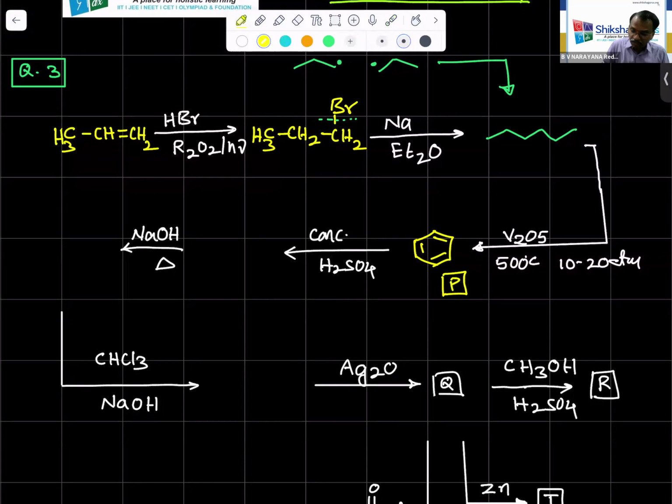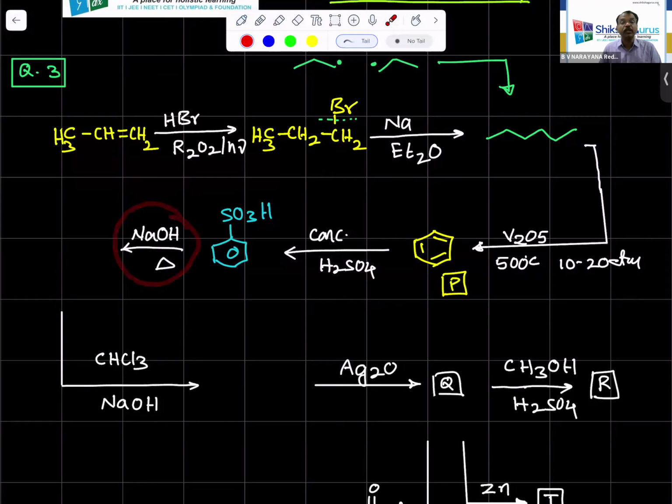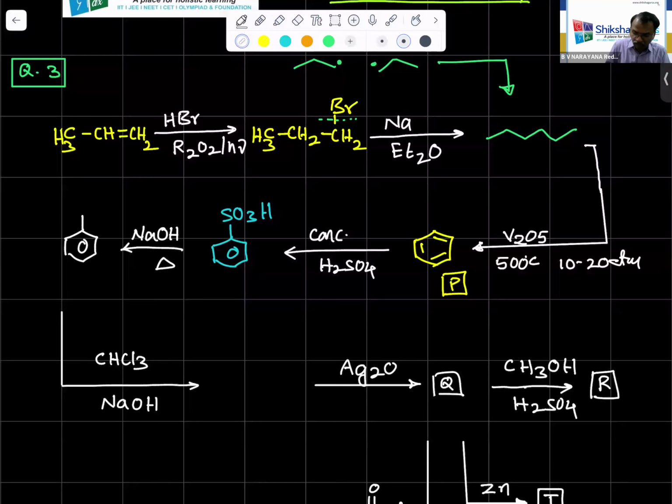Now what will happen in this case? Here, a hydrogen atom will be replaced by a sulfonic acid group. It is benzene sulfonic acid. Now benzene sulfonic acid is treated with sodium hydroxide. Now what is this reaction? It is nucleophilic substitution on the benzene ring. Benzene sulfonic acid treated with sodium hydroxide, then what will happen? We'll get phenol. This is also one of the most important conversions for examination purposes.